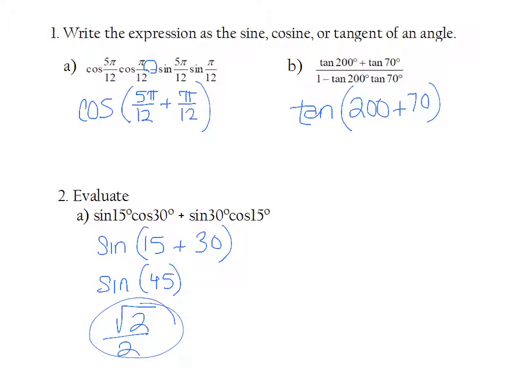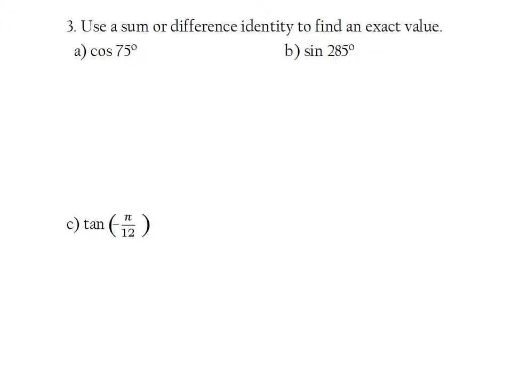We're going to definitely need to know our unit circle stuff. It's going to keep popping up today. Let's go the other direction. Let's say they give us an angle, and we're going to use the identity to evaluate it. And these are going to be angles that aren't on the unit circle. 75 is not one of the angles.